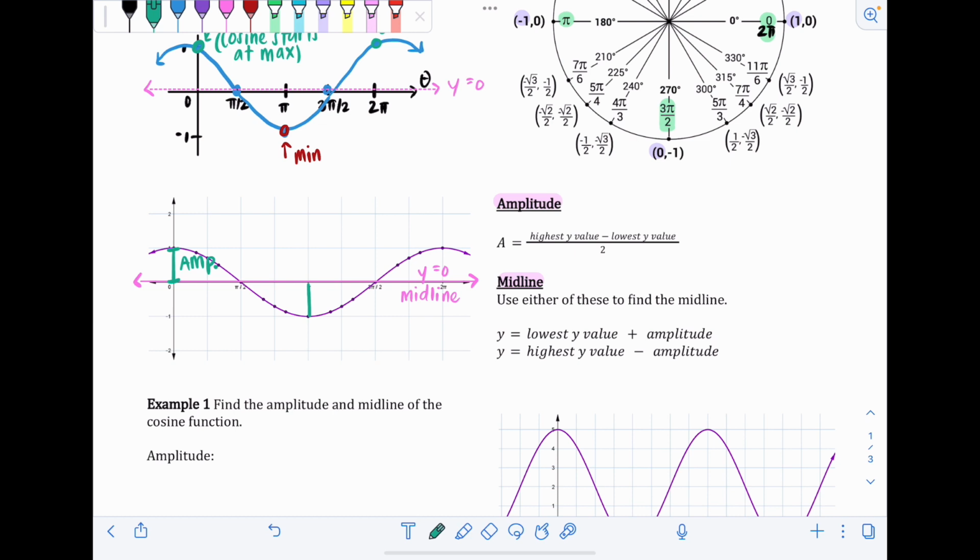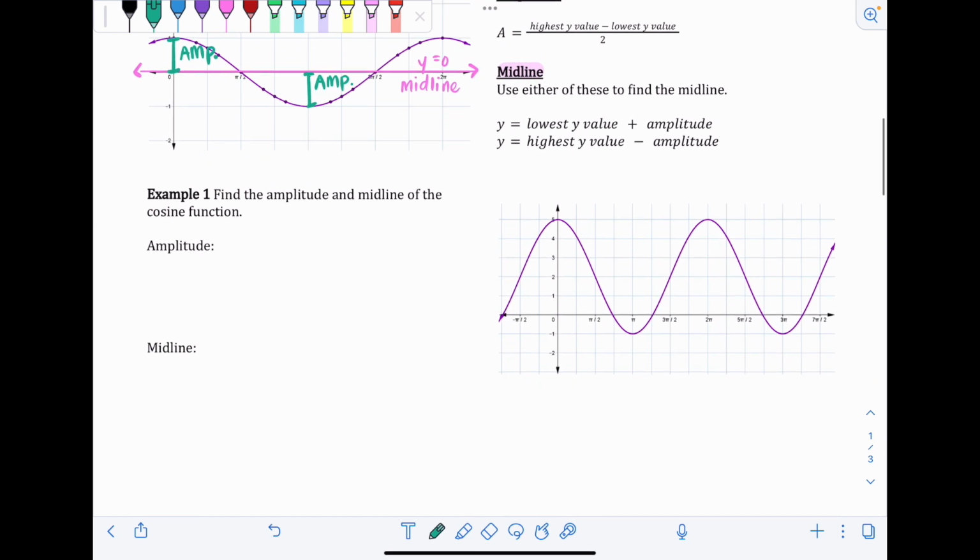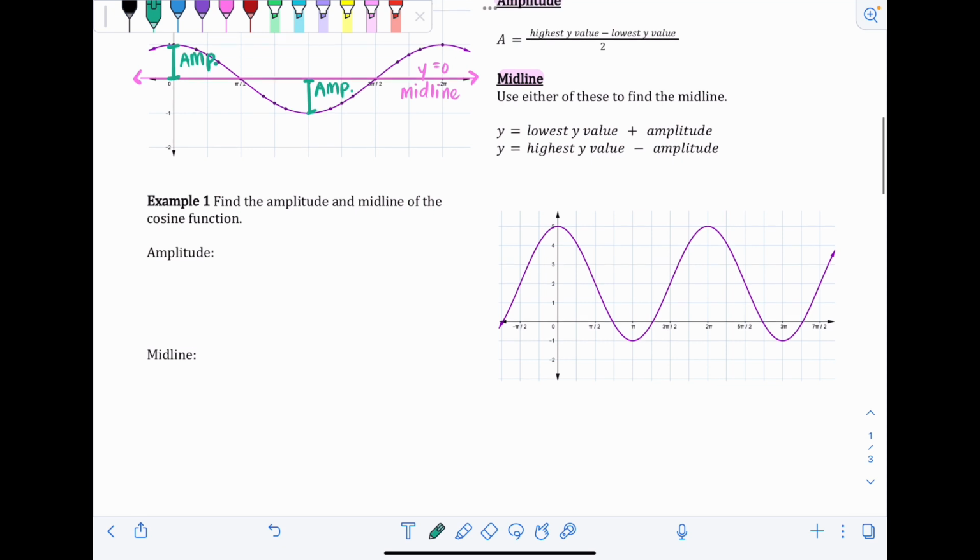Or you could go from the midline down to the lowest point. That would be the amplitude as well. Okay, example 1, find the amplitude in the midline of the cosine function. I'm going to do it without the formula, so I'm going to find the midline first, actually.